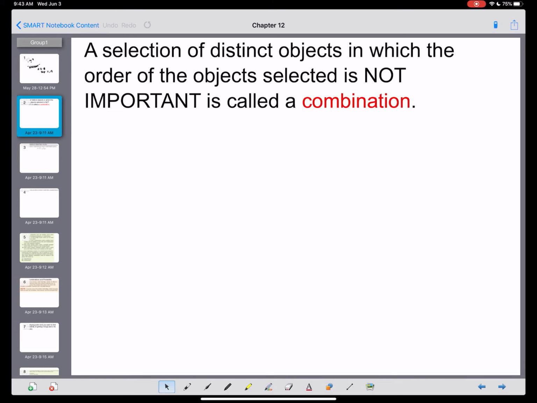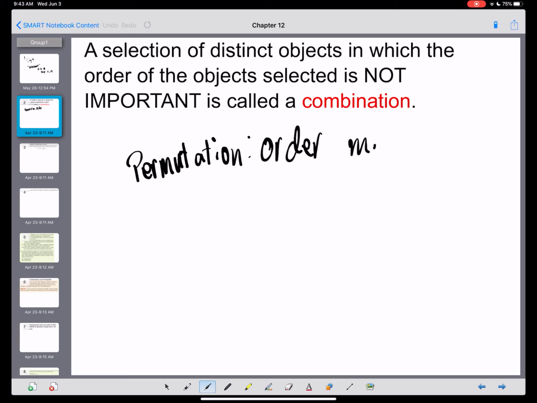So last time we focused on permutation. If you remember, in a permutation, order matters. When we're picking things, the order matters, like who comes first, second, third. A selection of objects when order does not matter is called a combination. We don't really care who comes first, second, or third, and so on. It's called a combination.